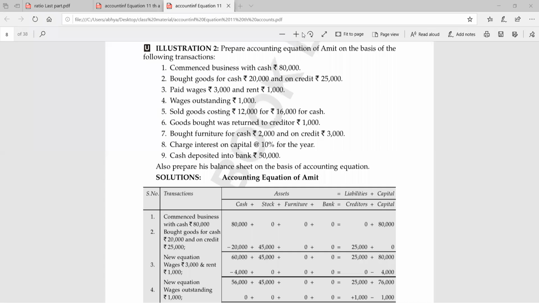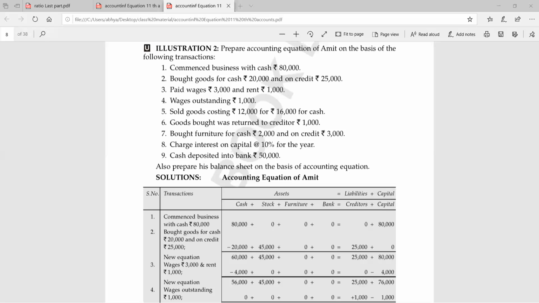Then sold goods costing 12,000 for 16,000 for cash. The cost of the goods is 12,000 and we have sold them for 16,000 in cash. So how many accounts are there? Two or three? Yes, three. Very good. Which three, now tell me? Again, the goods are involved.